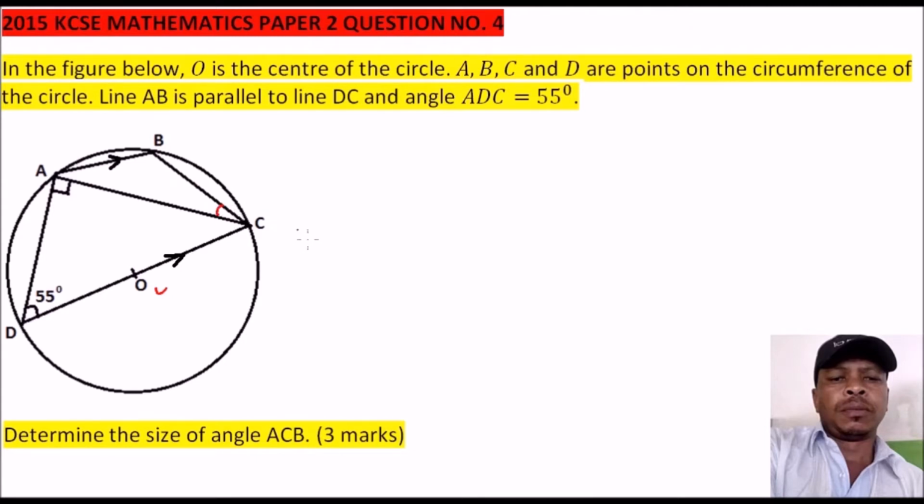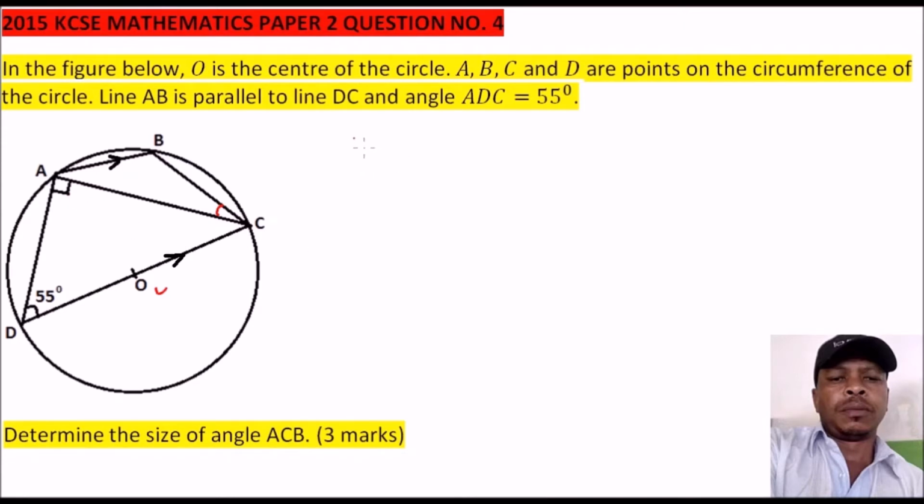So how do we do that? For you to be able to get that angle, you need to use the information given so that you determine this angle. First of all, since we have DC is a diameter, this angle we are given is 90. A diameter makes an angle of 90 at the circumference. So this angle is 55 plus 90. That will give us 145.